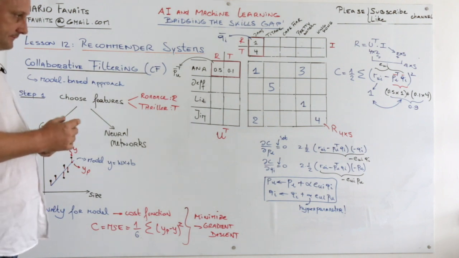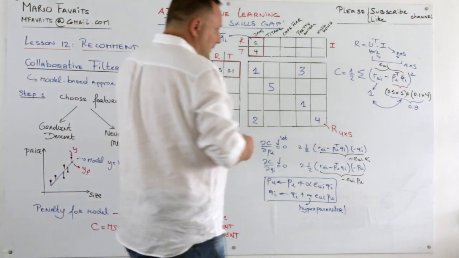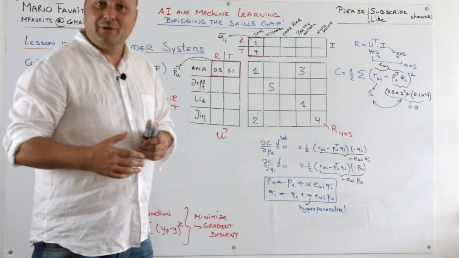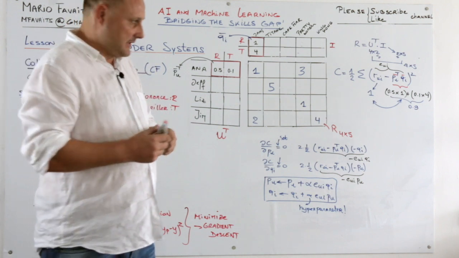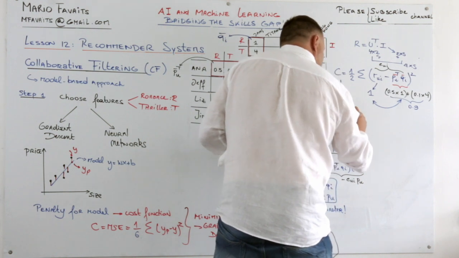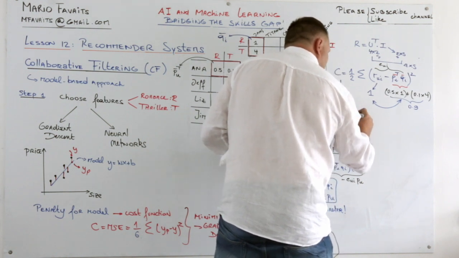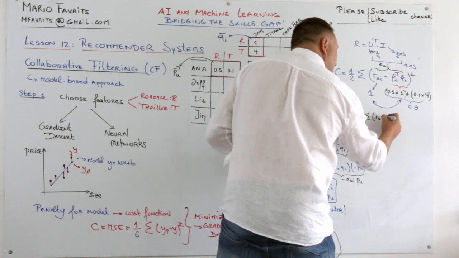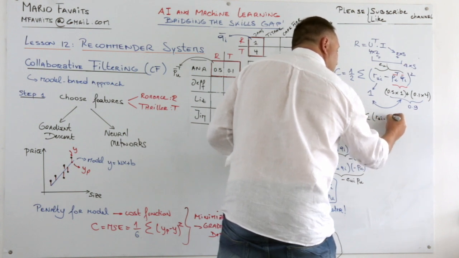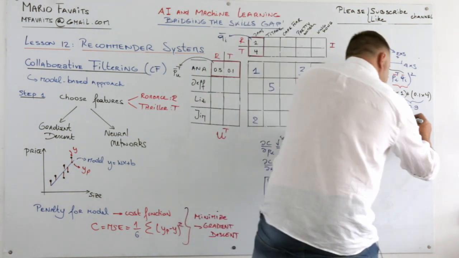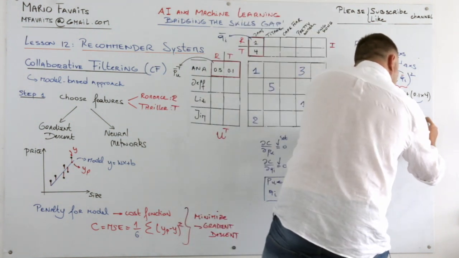One other thing. We like to prevent overfitting, so we need to regularize. Yeah. So we will have the regularization factor, so that your cost is half the sum of RUI minus PU transpose QI squared plus lambda PU squared.